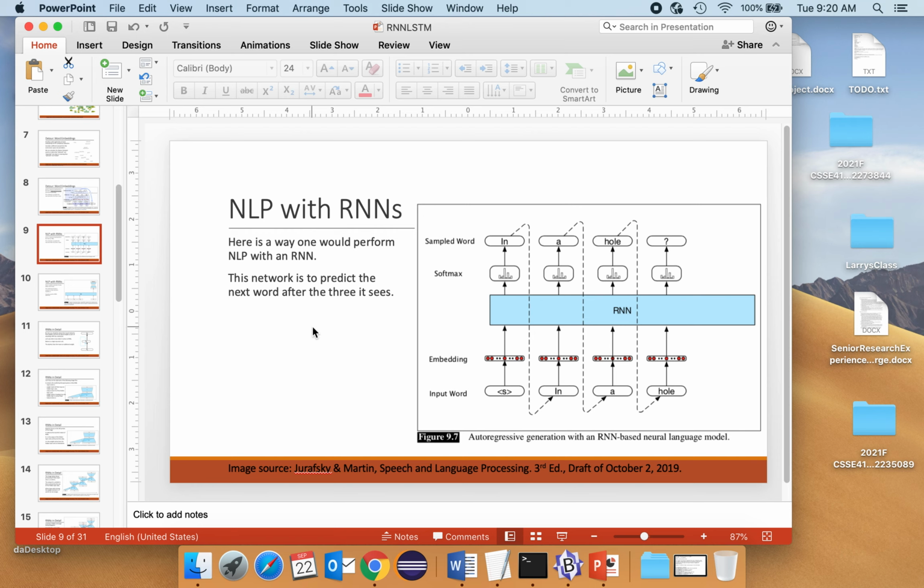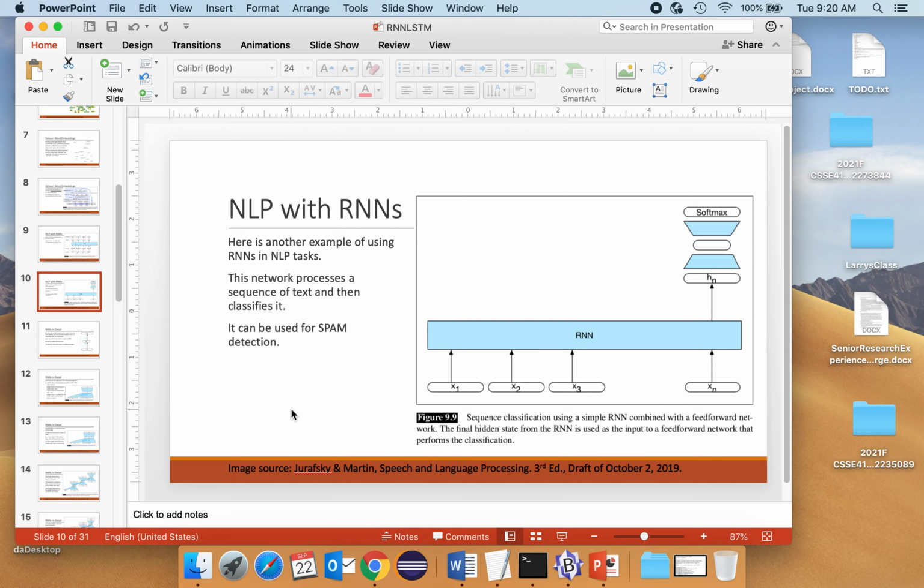Now here is the same thing, except we're using a recurrent neural network. We'll say more about recurrent neural networks in a moment, but this is the RNN layer over here. We have an input word, we have the embeddings, and we run it through the RNN. And so we again want to predict what's the next word.